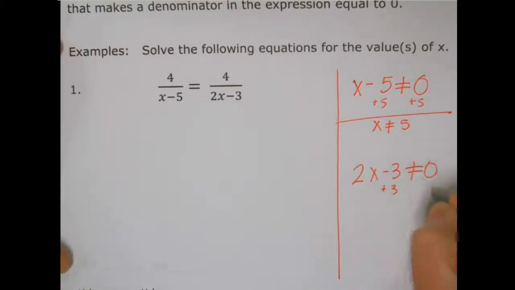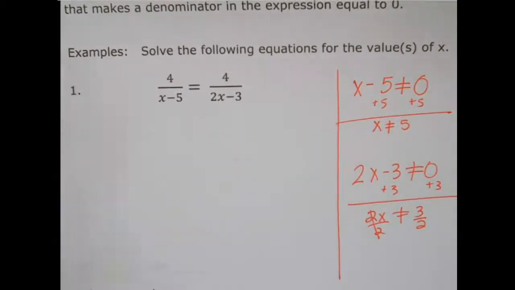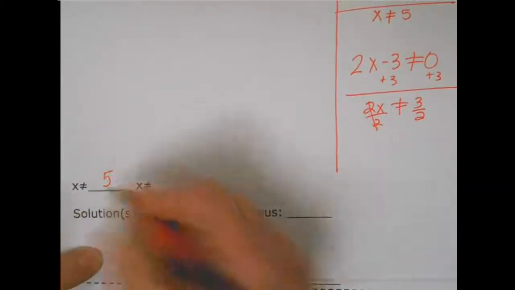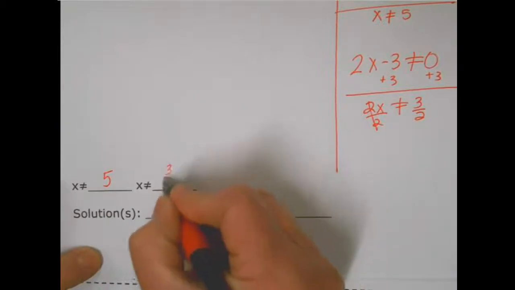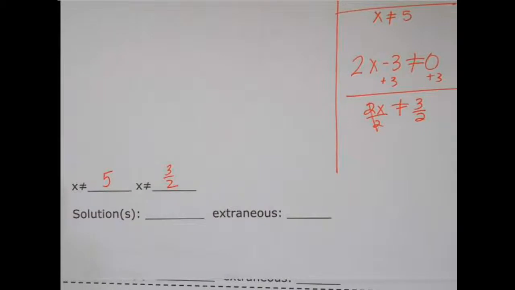Add 3. X cannot be equal to 3/2. So now we know what X is not equal to. So now we're going to solve for X.